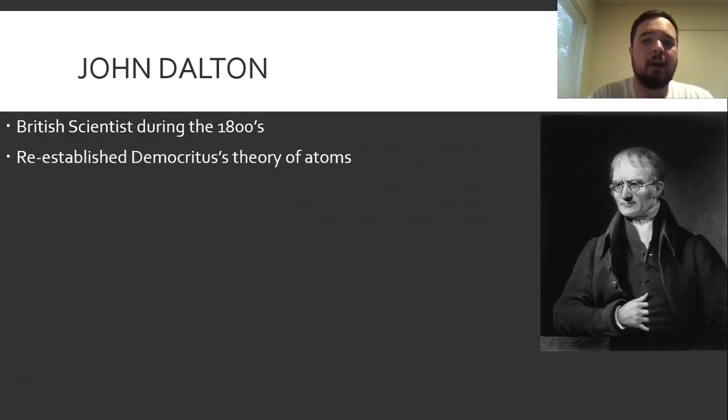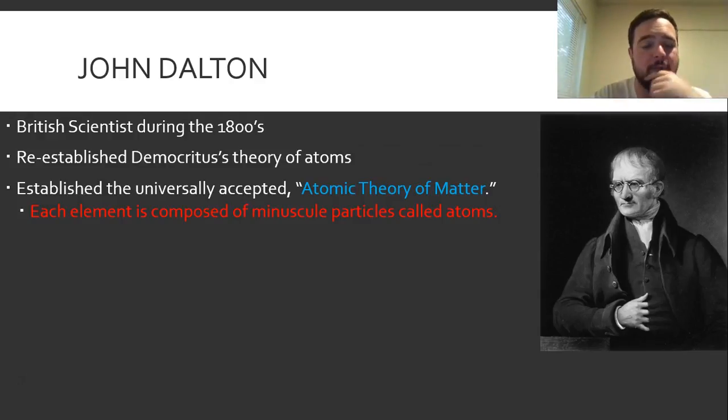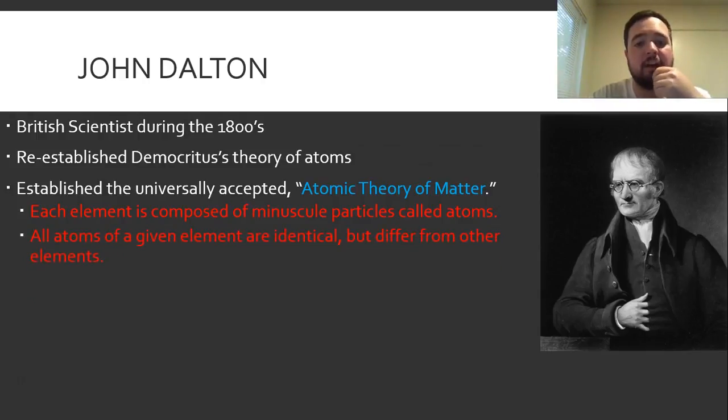He reestablished Democritus' theory of atoms in the more modern sense, and he was able to develop further on that idea. He established a universally accepted atomic theory of matter, which has four main postulates. The first one is each element is composed of minuscule particles called atoms. So again, I'm developing further on Democritus' theories. He stated that all atoms of a given element are identical but differ from those of other elements. So an atom of calcium is different from an atom of magnesium, but the atom of calcium will always be the same for each atom of calcium, is pretty much what that's saying.